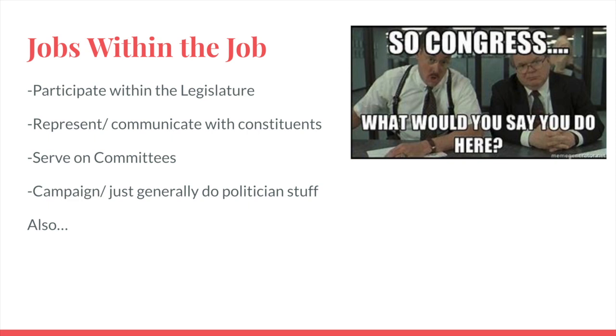This is sort of a scattershot that is going to cover everything that we haven't covered yet for the legislative branch. Away we go.